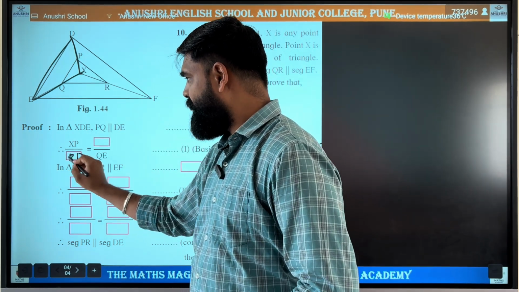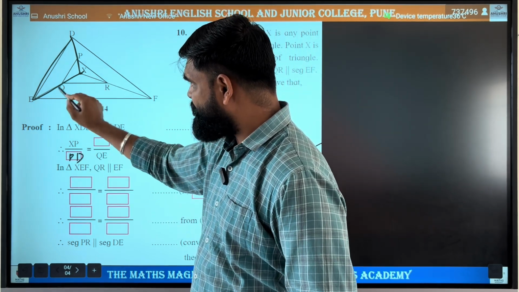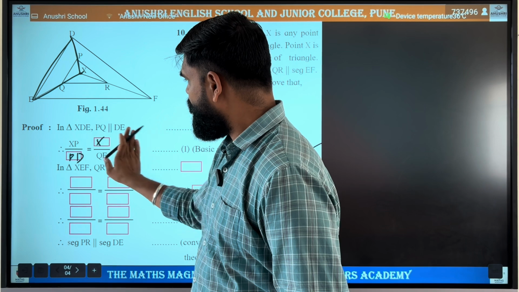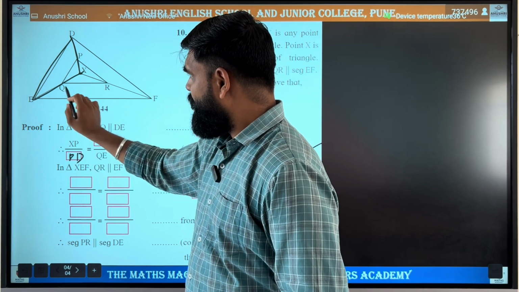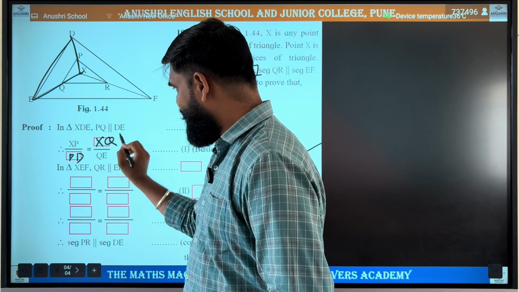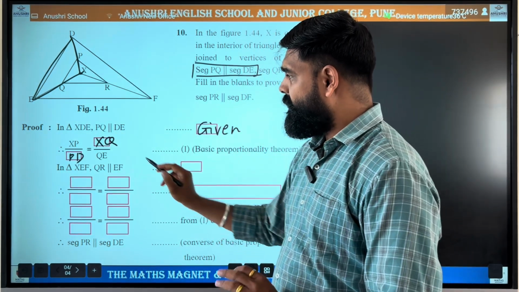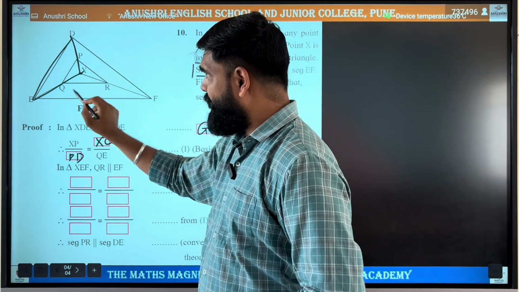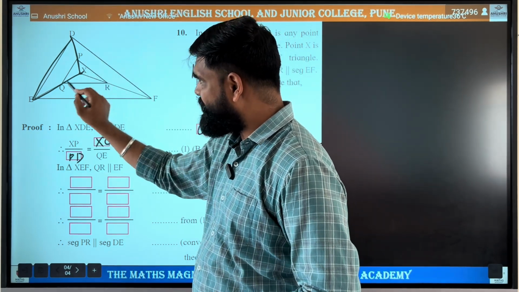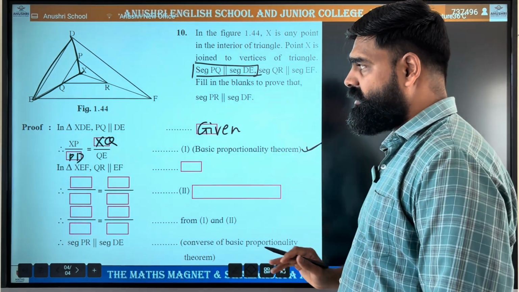XP by PD is equal to XQ by QE, okay, understand? So XP by PD is equal to XQ by QE. So the reason for this is basic proportionality theorem.